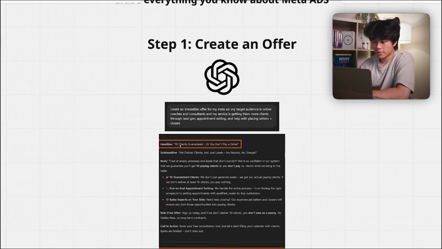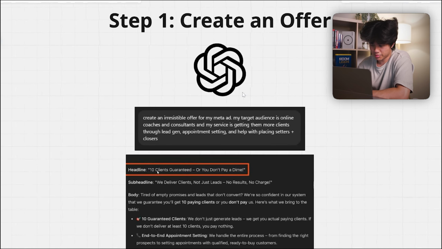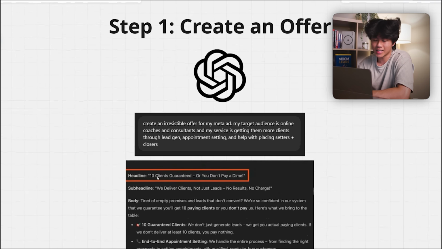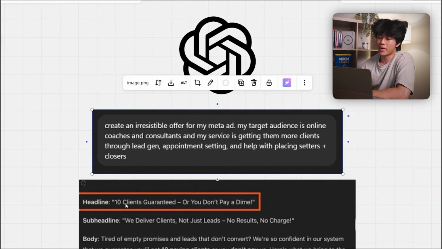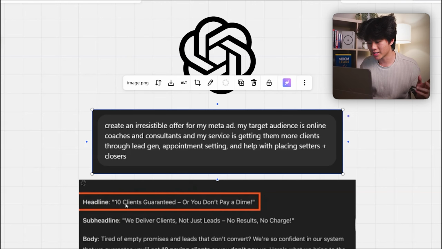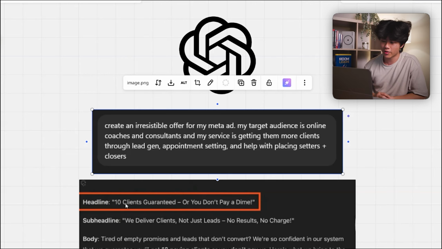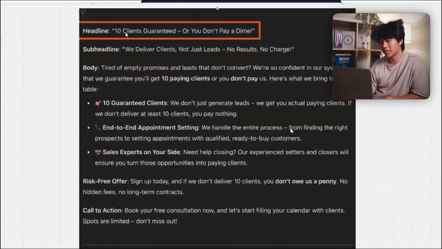Step 1, we want to create an offer and we'll be using ChatGPT to make the offer. And it's as simple as putting a prompt like this. Create an irresistible offer for my meta ad. My target audience is online coaches and consultants, and my service is helping them get more clients through lead generation, appointment setting, and helping them with placing setters and closers. And then this is exactly what ChatGPT just pops us.